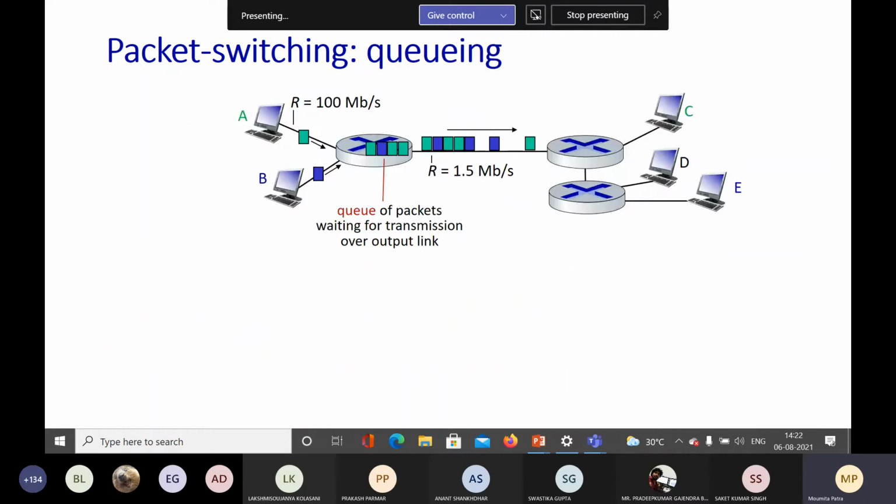Okay, I have told about store and forward. Now we know that if we are using packet switching, and there is a router here, one router is given here.